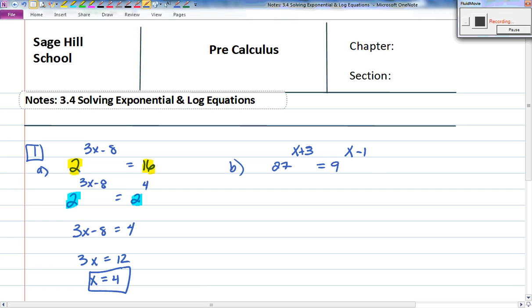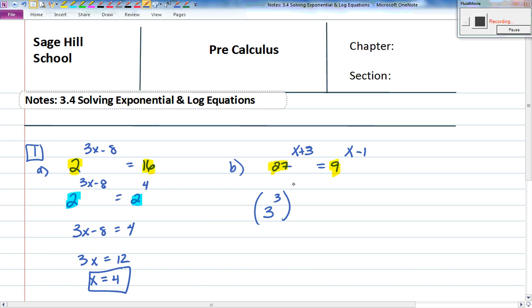All right, 27 to the x plus 3 equals 9 to the x minus 1. Again, we have an exponential equation here because our variable is up in the exponents. And we want to solve for x. So, is there a relationship between 27 and 9? Can we write them in the same base? Yeah, we sure can, right? So that'd be 3, what? To the what? Very good.